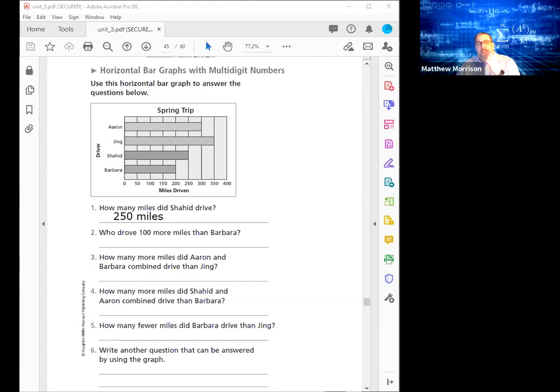Who drove 100 miles farther than Barbara? So I have to find Barbara. Here's Barbara, here is that line. 100 miles, okay? Now, each one of these bars is worth how much? 50, right? Now on these, there's not a key. You just have to look. But you will also notice that they always are the same. So if the space between the beginning and the first line is 50, all the spaces between the lines are going to be 50.